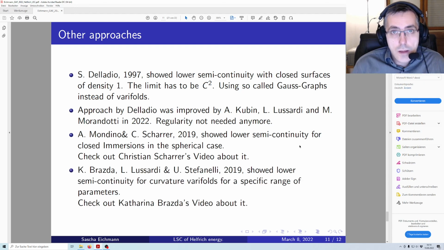And then there's another result in the case of varifolds by Caterina Brazza, Luca Lusardi, and Ulisse Stefanelli. And they were able to show lower semi-continuity essentially for a certain type of Canham-Helfrich energy. If you add some other terms to it, then they were able to show lower semi-continuity for some of the parameters. But for this, just check out Caterina Brazza's video. She will explain this.